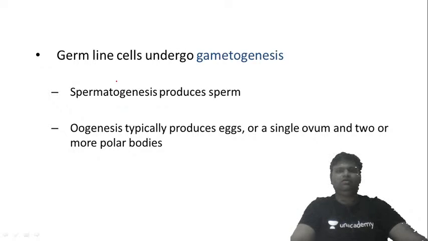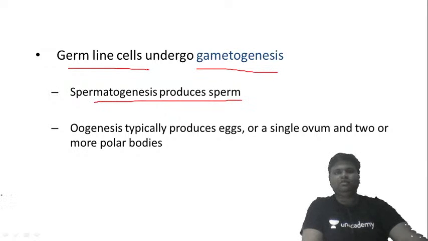So the germline undergoes gametogenesis. Spermatogenesis produces the sperm, and oogenesis typically produces an egg, a single ovum, and two or more polar bodies.